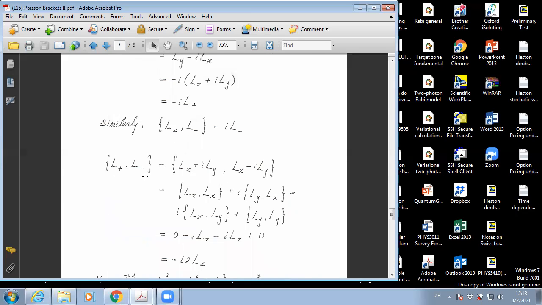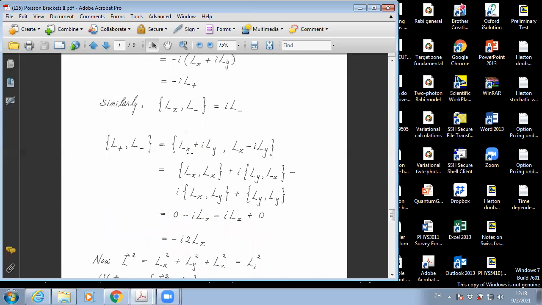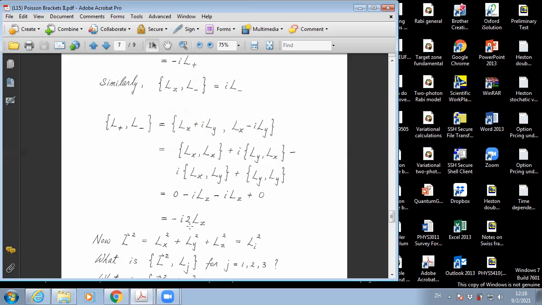What happened? So we plug in the definitions for L plus and L minus. By the distributive law of the Poisson brackets, we have 4 terms altogether. The first Poisson bracket gives you 0. The fourth Poisson bracket gives you 0. And the second and third give you minus i Lz, right? So we combine them together, we have minus i 2Lz. Okay, so these functions of Lx, Ly, and Lz obey some very nice Poisson brackets.